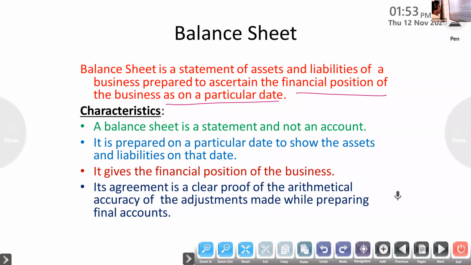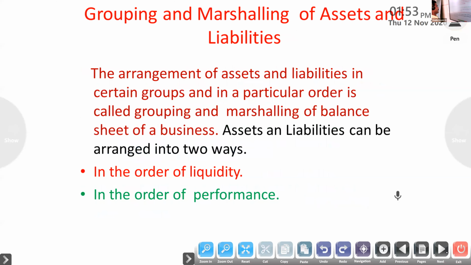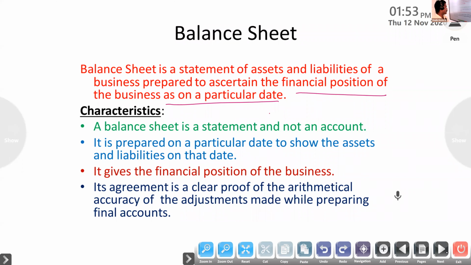Then characteristics. A balance sheet is a statement, not an account. Not like debit, credit, not like that. It is prepared on a particular date to show the assets and liabilities on that date. Then it is prepared to ascertain the financial position of the business. So after the preparation of the trading and profit and loss account, we will prepare the balance sheet, at the end of the period to show the assets and liabilities of the business with a view to ascertain the financial position of the business.